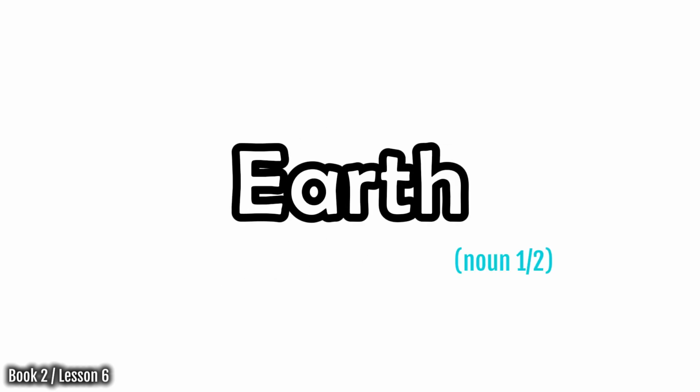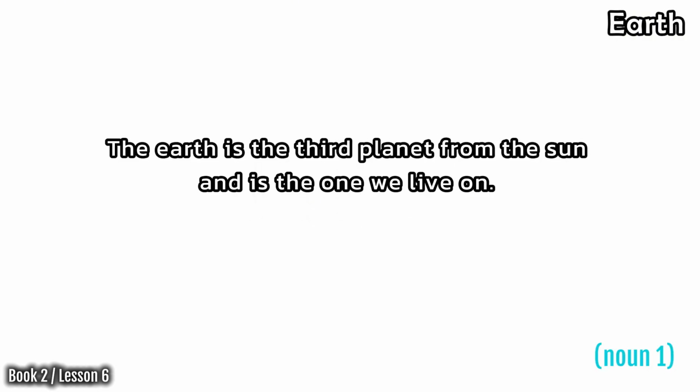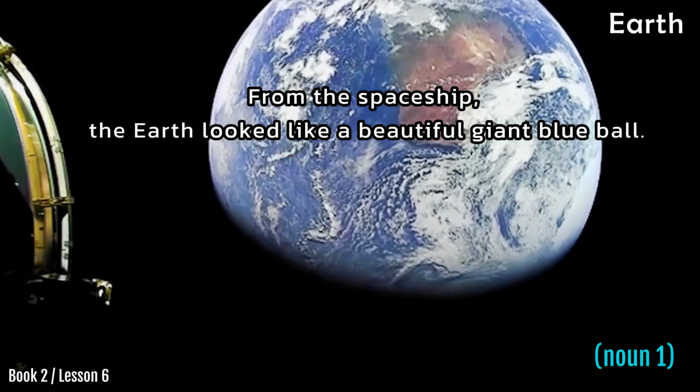Earth. Say earth. Earth has two meanings. The Earth is the third planet from the sun and is the one we live on. From the spaceship, the Earth looked like a beautiful giant blue ball.